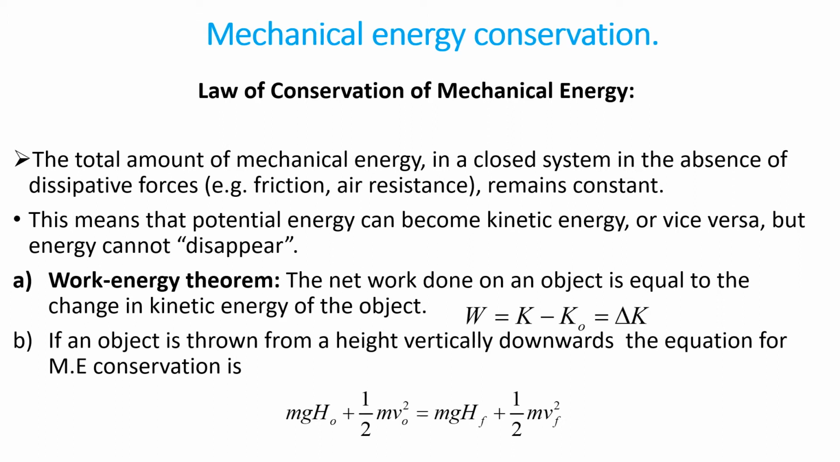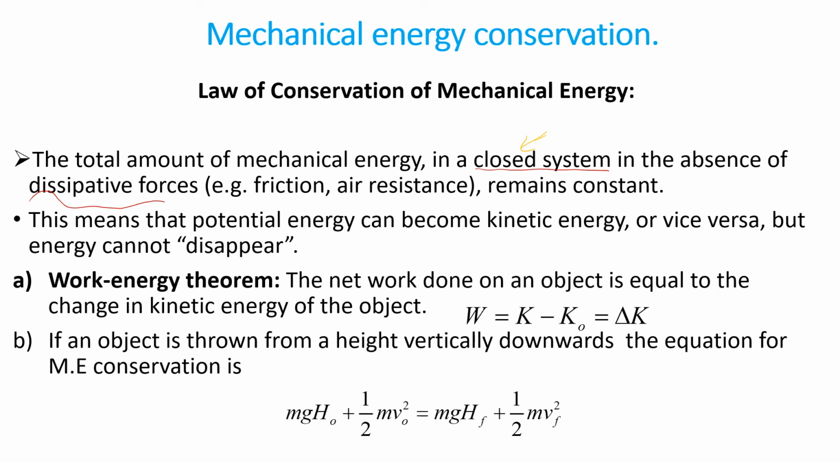in a closed system, which is a key point, in the absence of dissipative forces, another key point, like friction and air resistance, remains constant. So a closed system is a system where there is no external interaction. So in such a system, we don't involve external interaction.